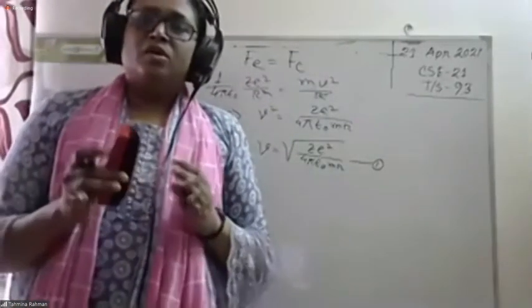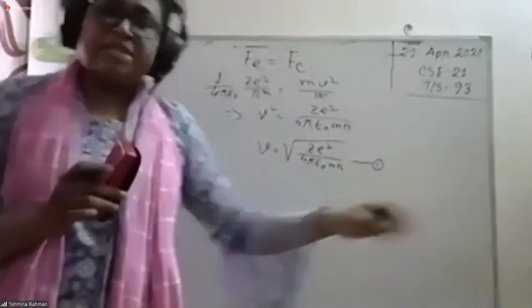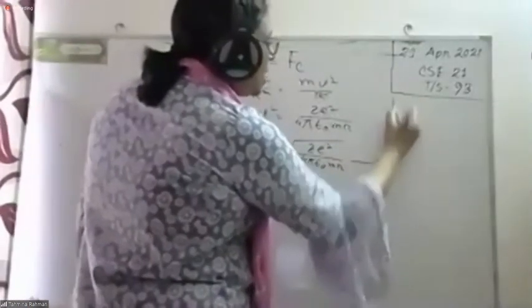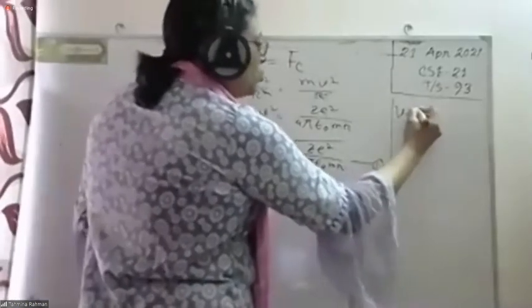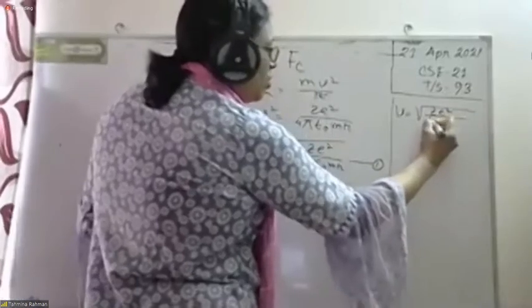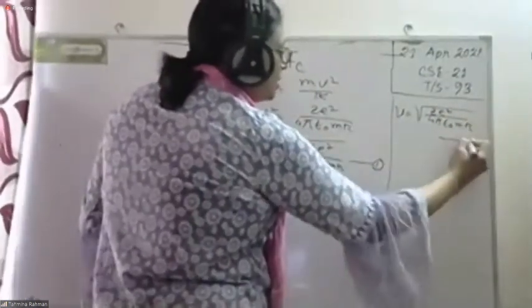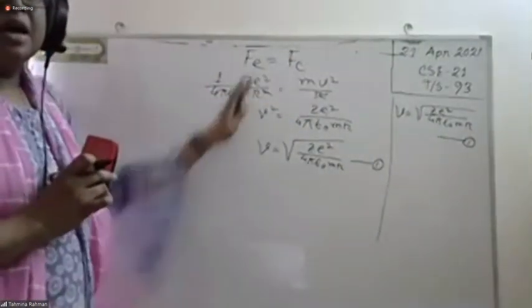Later on, we'll use this equation. So on the side we'll take a note and write down the velocity v equals root over Ze squared by 4 pi epsilon naught m r. This is our equation number 1. Okay, now I wrap this one.